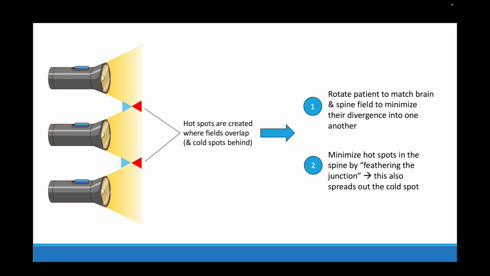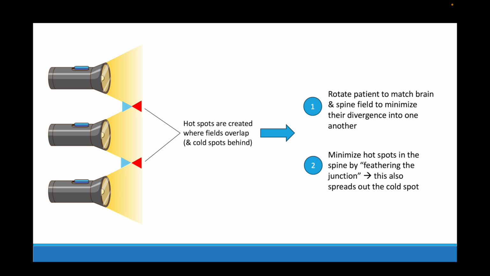When we're thinking about the overlap of the divergence between the whole brain fields and the spinal fields, we have an advantage because they are on different axes, right? The whole brain fields are opposed laterals, and then the spinal field is actually coming in perpendicular to that. So when we're matching our brain and spine fields, we can rotate the patient in such a way that minimizes their divergence into one another. And we'll talk about how we can match those fields and how we rotate the patient and the collimator to minimize the fields diverging into one another.